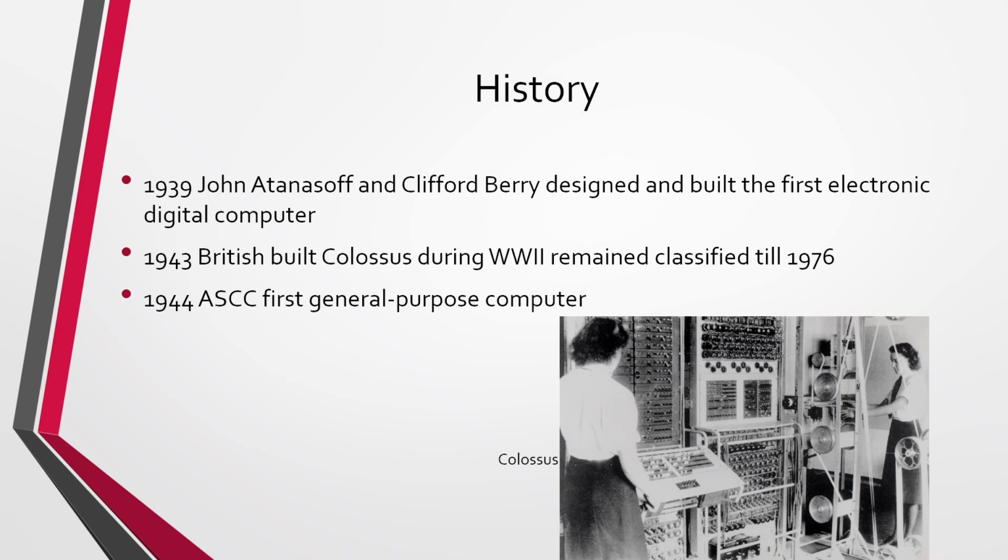In 1943, the British built the Colossus during World War II, and it remained classified until 1976. So they didn't even declassify this 1943 device until 1976, because all these things were right around World War II. Clearly, with 1936 and then 1944, even with the ASCC, the first general purpose computer.